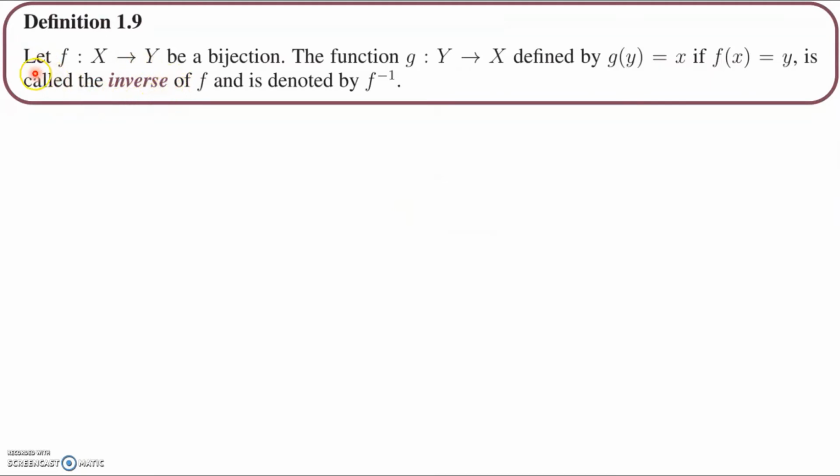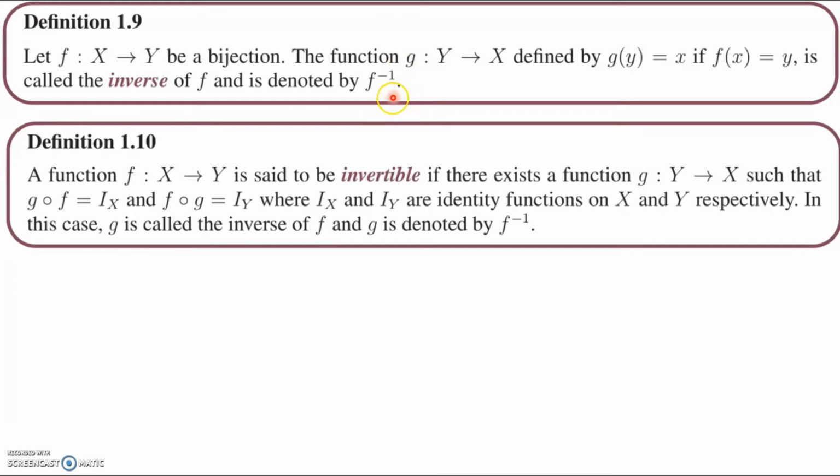So let's continue. This is the inverse of a function f. Let f be a function from X to Y, which is a bijection. The function g from Y to X defined by g of y is equal to x, if f of x is equal to y, is called the inverse of f and is denoted by f inverse. So the inverse function is found by taking the inverse of the given function.